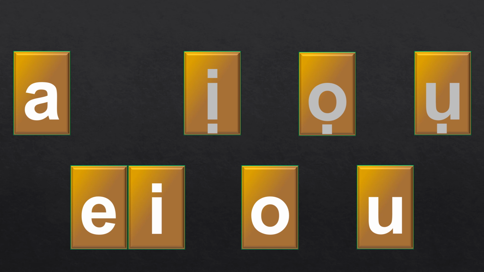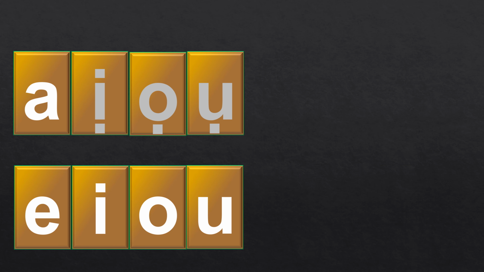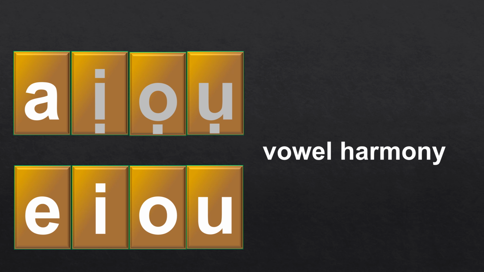And the 8 vowels can be divided into 2 groups. The A group includes A, E, O. This is called the light sounding group. The other group is the Ạ group, and it includes Ạ, Ẹ, Ọ. This is the heavy sounding group. These groupings will be relevant when we talk about vowel harmony.